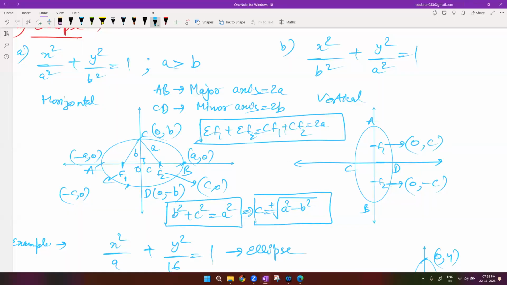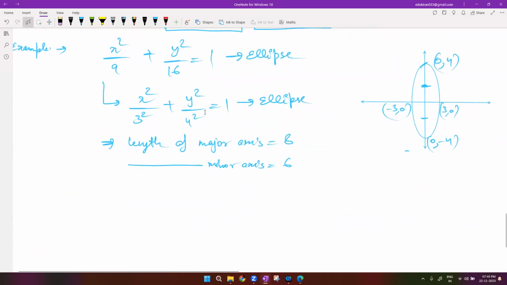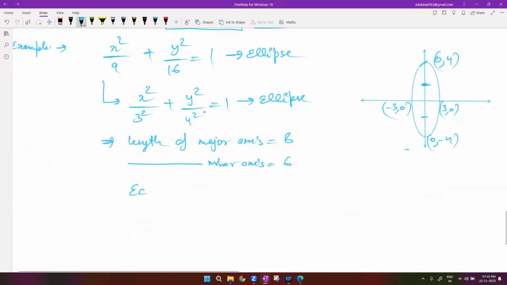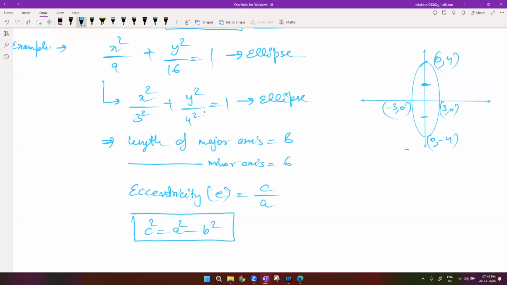So eccentricity, one more thing that we need to know. Eccentricity, which is known as E, sometimes they will use this word. So eccentricity E is represented as C by A, and C is connected to B and A with this equation: C square is equal to A square minus B square. C is basically helping you in finding the coordinates of the focus, right?